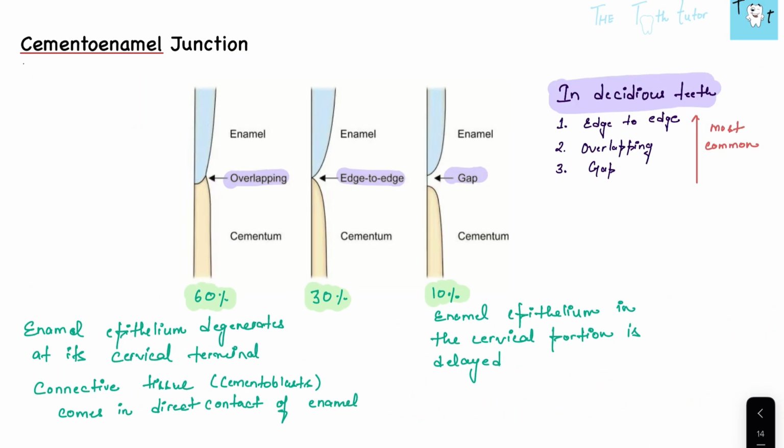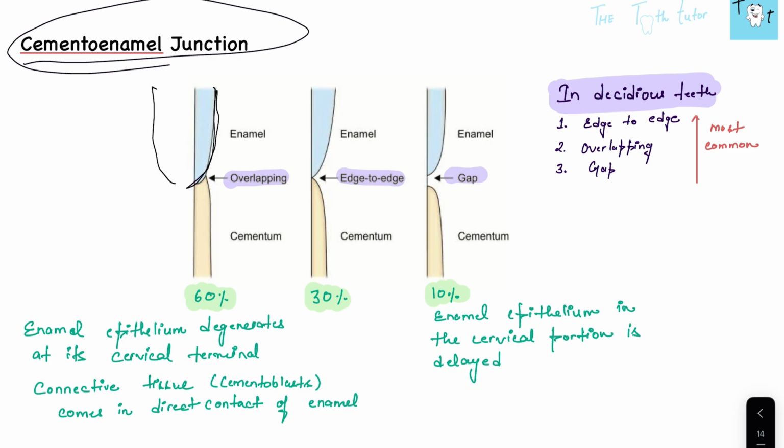Now the third topic is the cemento-enamel junction. We talked about the cemento-dentinal junction. Now here is your tooth, and here's your cementum. The junction where the enamel meets the cementum is the cemento-enamel junction.